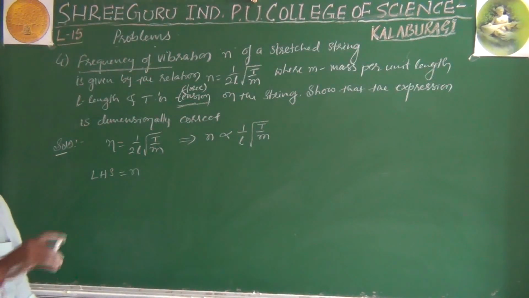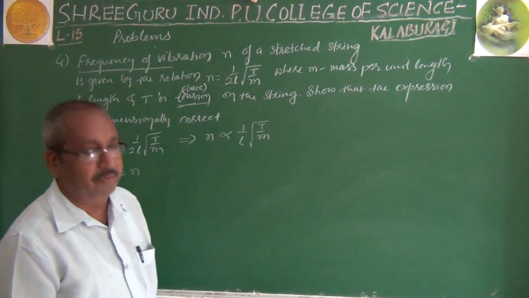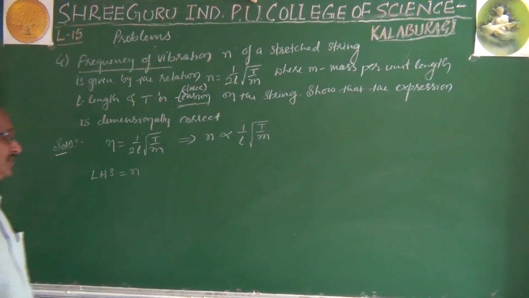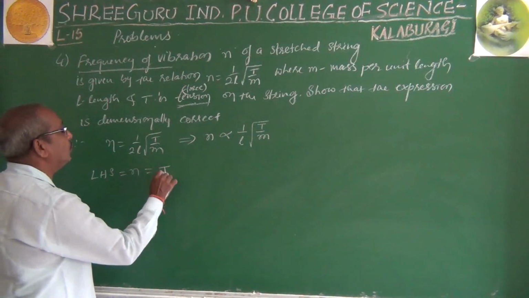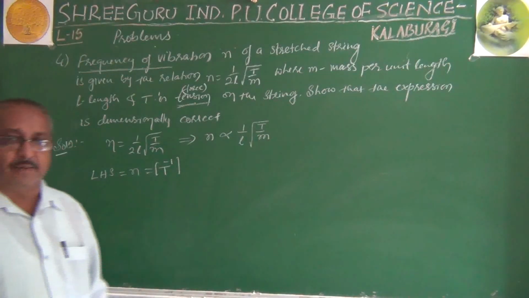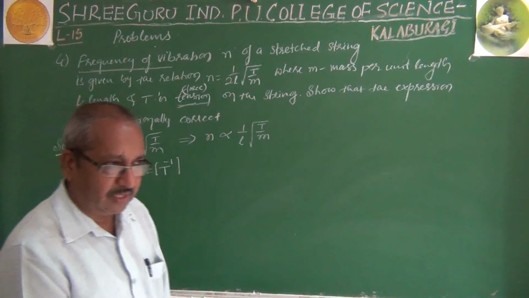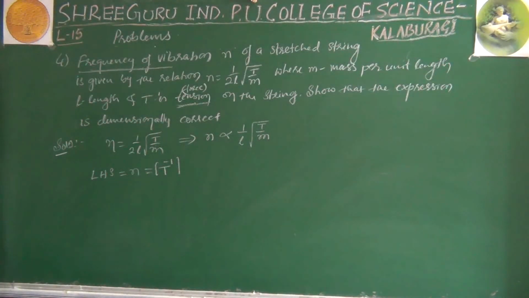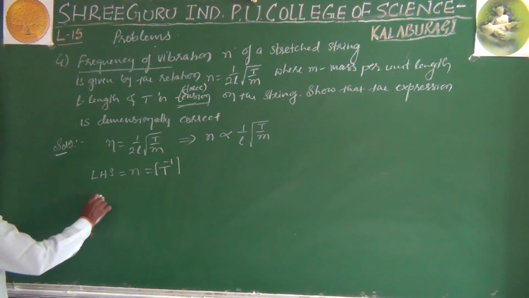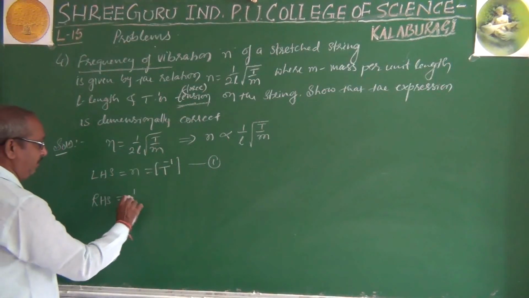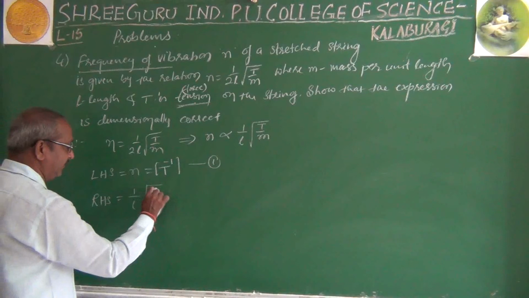Frequency is the reciprocal of time period. Already I gave you the dimensional formula for frequency, which is the reciprocal of time period, and we got T raised to minus 1. For period it is capital T, whereas the reciprocal of time period is 1 by T, and that 1 by T can be written as T raised to minus 1. Say this is equation 1. Now we will go for RHS: 1 by L root of T divided by m.